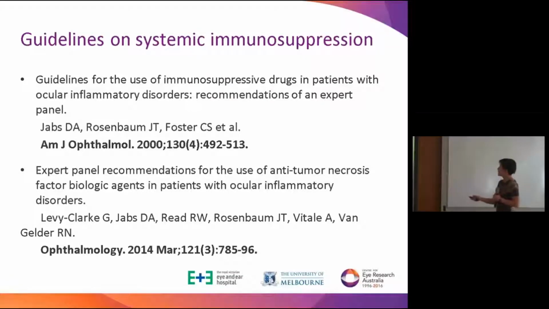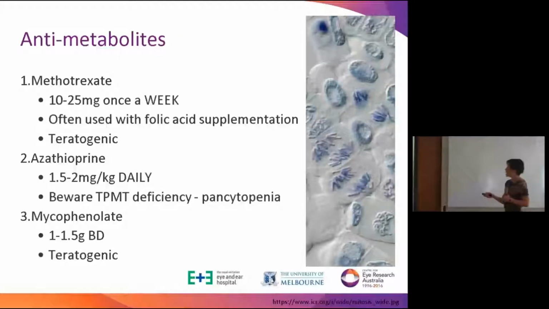So the antimetabolites. Methotrexate, target dose is about 10 to 25 milligrams a week. My target dose for most of my patients is 20 milligrams a week, okay? It is teratogenic, so that's why I don't generally roll this out to my young patients who want to start families, male or female. Azathioprine, 1.5 to 2 milligrams daily. Now, in the Asian population, you've got to be aware of TPMT deficiency. I do screen for these patients because they are at risk of pancytopenia as a result of the azathioprine.